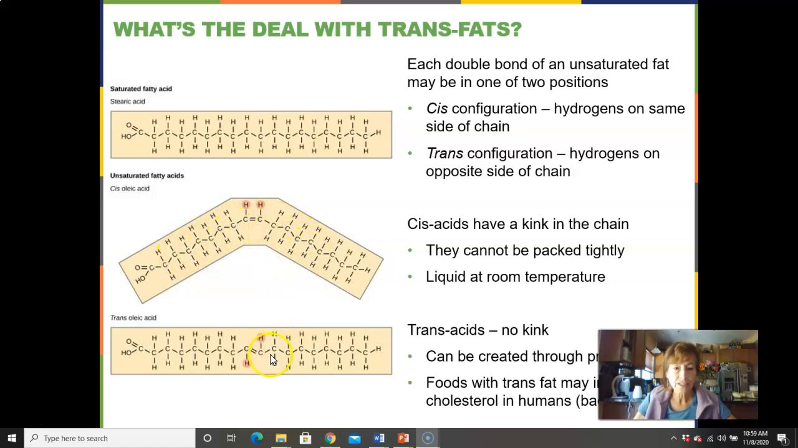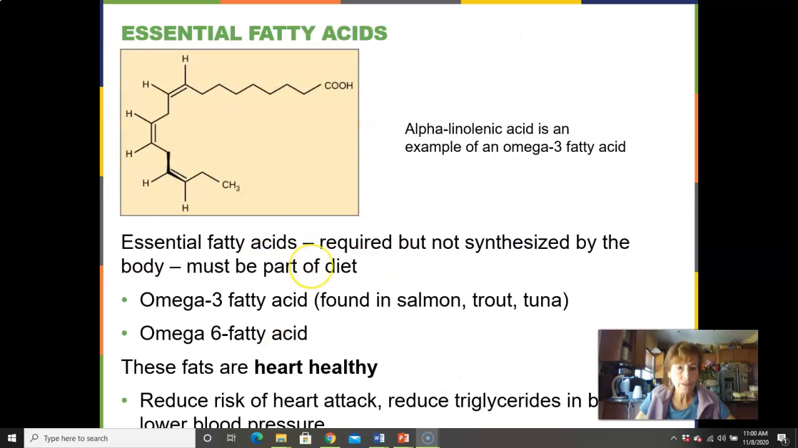Where the trans, because of the symmetry of this molecule, these trans fatty acids are very often made artificially by forcing in these hydrogens in these particular locations, and those things aren't good for us. So foods with trans fats aren't as healthy. These would also be much more solid at room temperature. This type of fatty acid is one that we like.